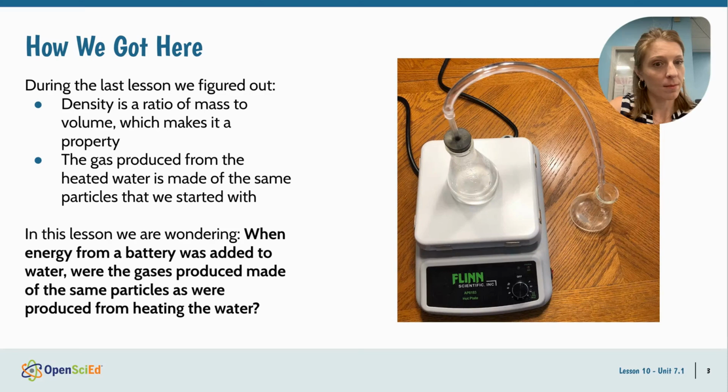How did we get here? In the last lesson, we figured out a lot about what particles are doing when we heat water. And we figured out a lot about density and solidified our thinking around properties. So in this lesson, we're wondering, when energy from a battery was added to water, were the gases produced made of the same particles as were produced from heating the water?